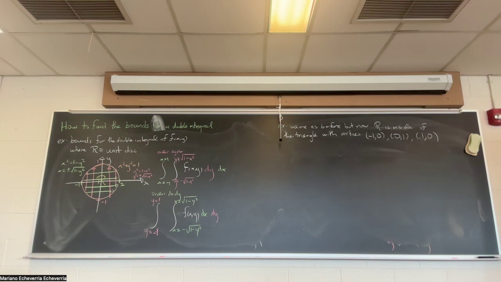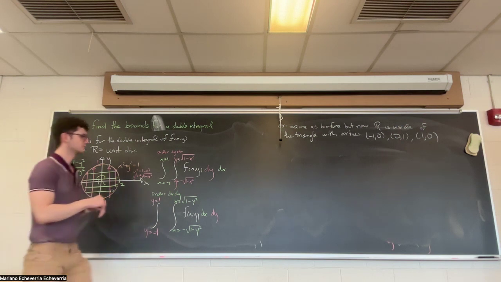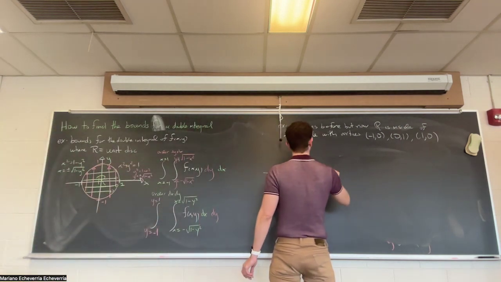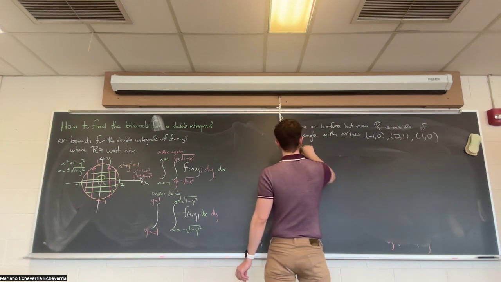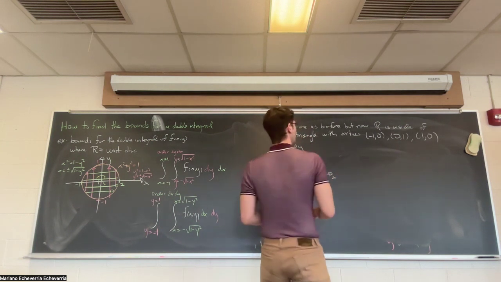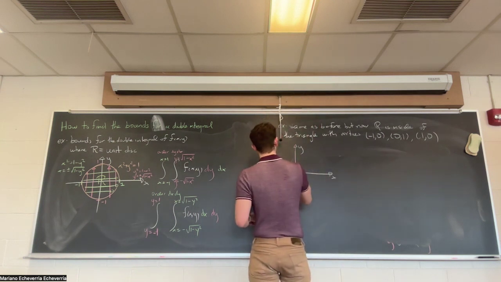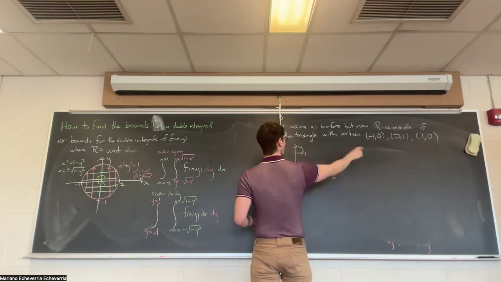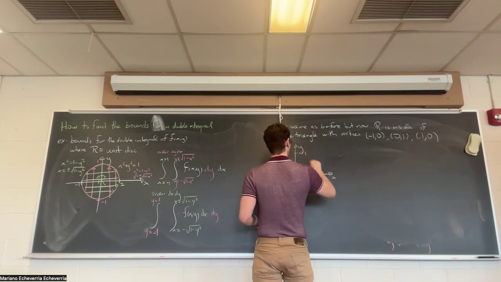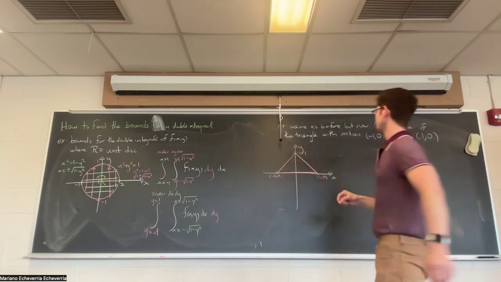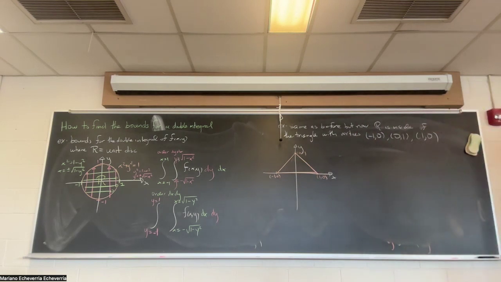Okay, so let's draw this first. Another one, (0, 0) is here. (0, 1) is here. And (1, 0) is here. Okay, so that is the region, the interior of this triangle.